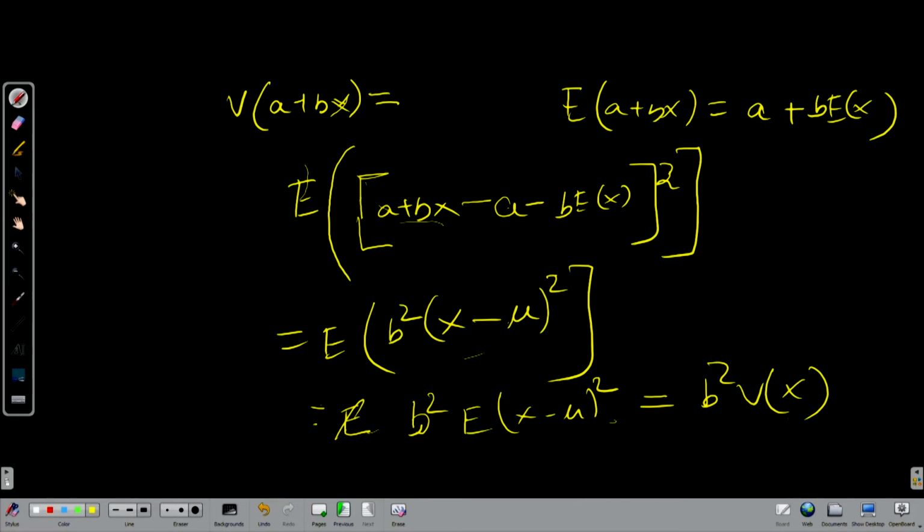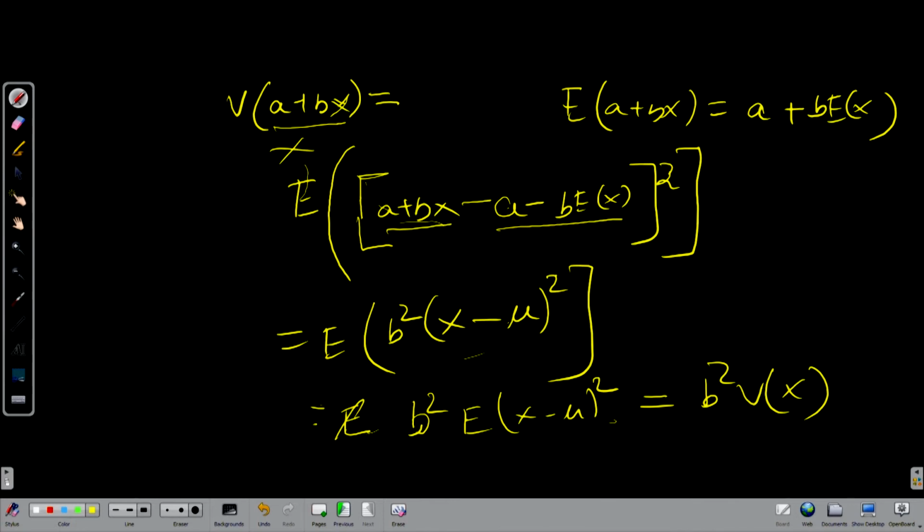Again I am repeating how I have done it. I am interested in finding out V of a plus bx. What is V of a plus bx? Variance of x is E of x minus mu whole square, right? So this is x, and mu means E of x. So this is my x, and this portion is my E of x.